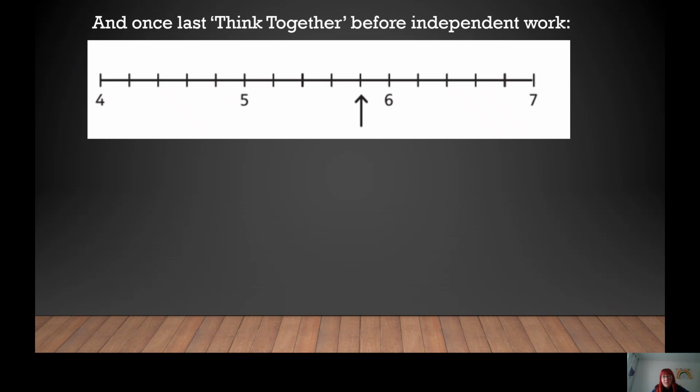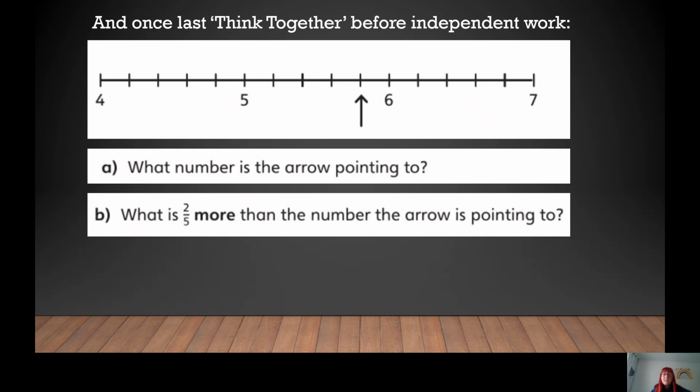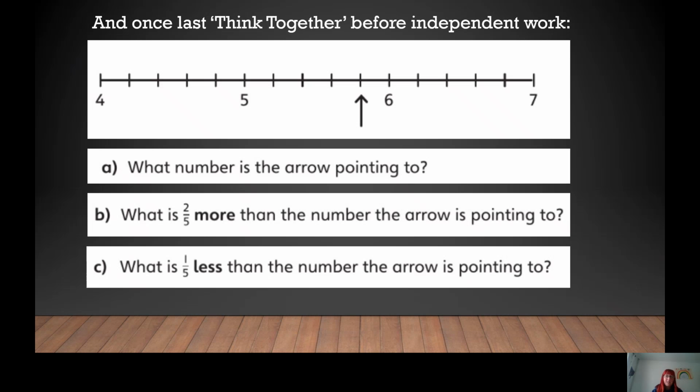So let's have a look at some questions. There are 3 altogether. What number is the arrow pointing to? What is 2/5 more than the number the arrow is pointing to? Finally, what is 1/5 less than the number the arrow is pointing to?